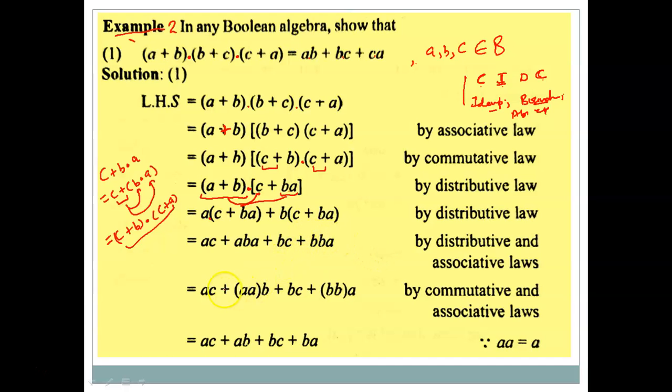So now AC plus, by using the commutative property you can shift this A to this side: AA plus AB plus BC, and this is BB. Now by the idempotent property, A dot A is in fact A only, and B dot B is B only. So we are getting AC plus AB plus BC plus BA. Now this BA, using the commutative property, can be written as AB.